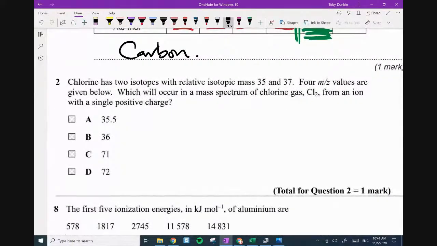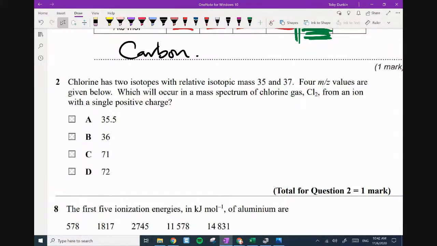Next. Okay, a bit of a mass spec question. It's always nice to have questions from previous topics. Chlorine has 2 isotopes with a relative isotopic mass 35 and 37. 4 M over Z values are given below, which will occur in a mass spectrum of chlorine gas Cl2 from an ion with a single positive charge.